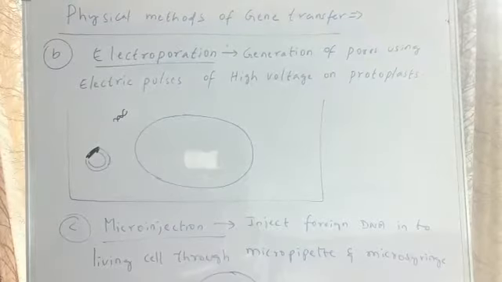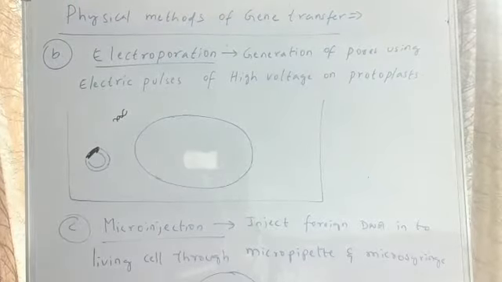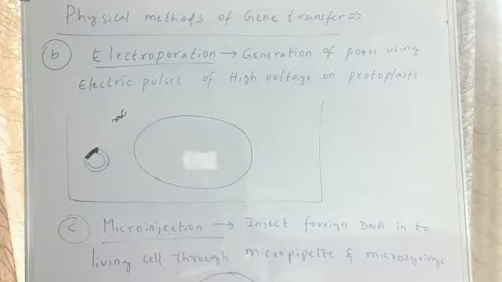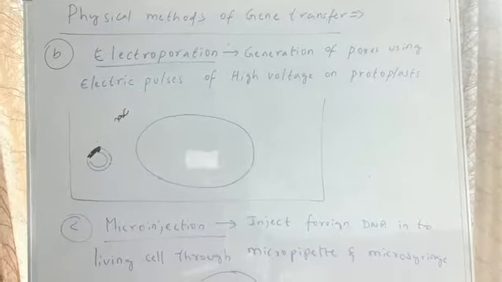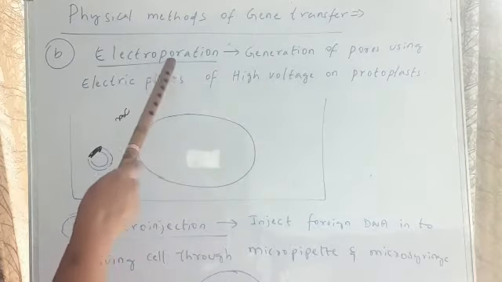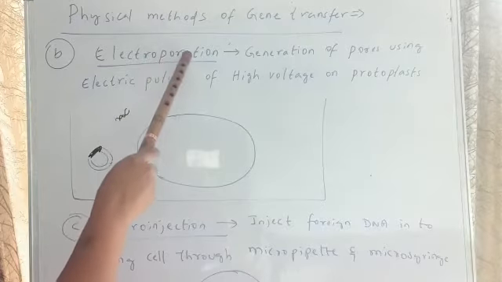In the previous class, we were discussing the physical methods of gene transfer. In that, the first method was the gene gun method or biolistic method, and that particular technique is especially used for plant cells. The second physical method for gene transfer is electroporation.